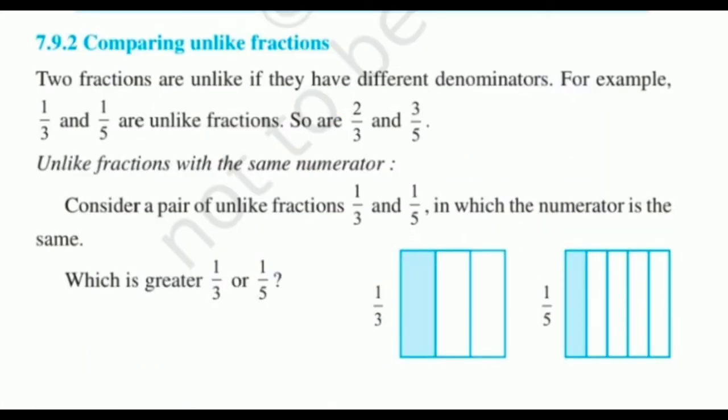Comparing unlike fractions. Two fractions are unlike if they have different denominators. For example, 1 by 3 and 1 by 5 are unlike fractions. So are 2 by 3 and 3 by 5. Consider a pair of unlike fractions, 1 by 3 and 1 by 5, in which the numerator is the same. Which is greater, 1 by 3 or 1 by 5?